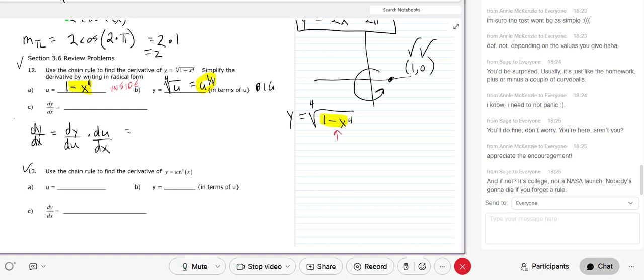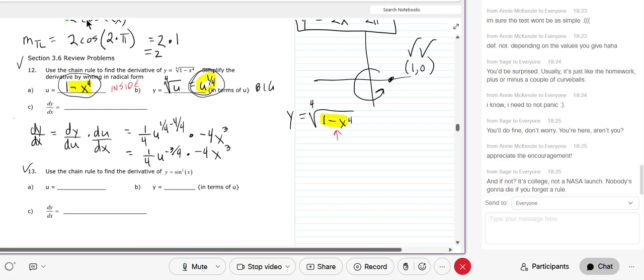Okay, so let's do the derivative of y. That would be a power rule. That would be 1/4 u to the 1/4 minus 1, which you can do in your head. And then the derivative of the inside part would be negative 4x to the third. So what you get by doing the chain rule is 1/4 u to the negative 3/4 times negative 4x to the third power.